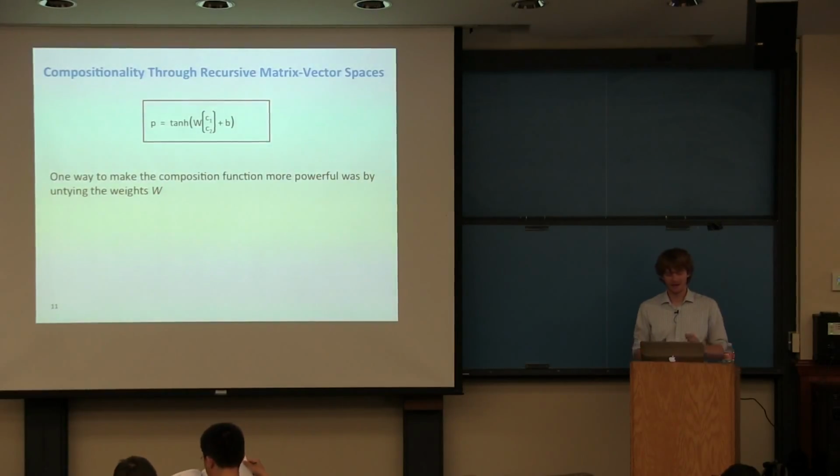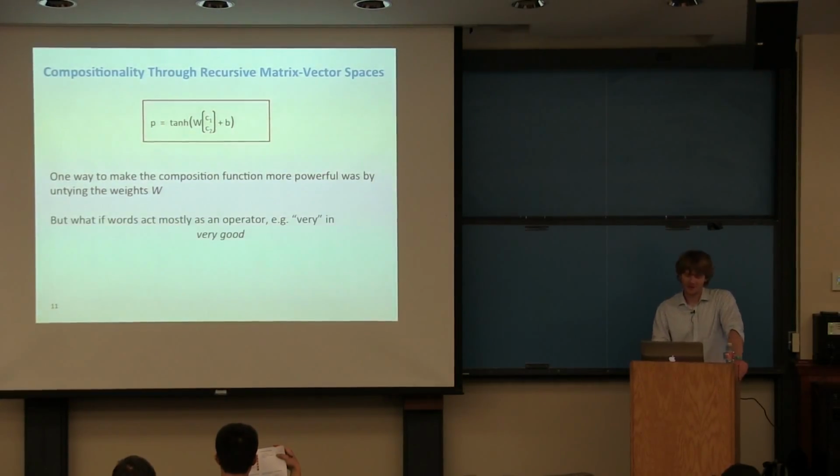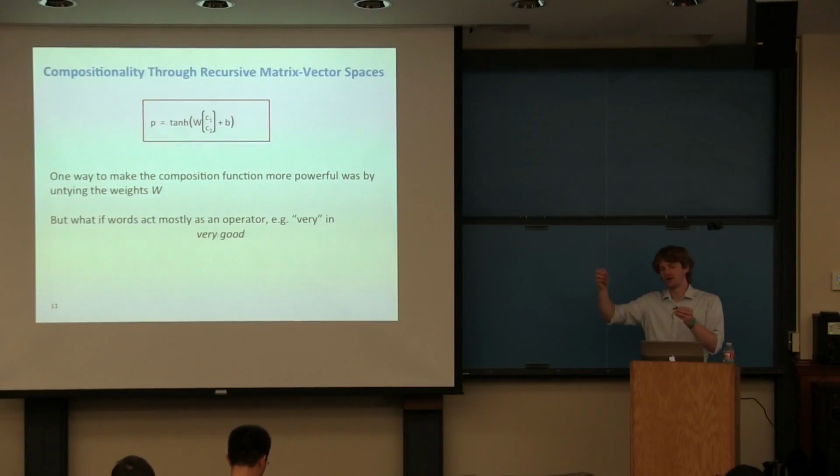And so one way to make the composition function more powerful was to untie the weights W. So we had a different W for adjective and noun compositions, and a different one for verbs and noun phrases, and so on. But what if one of the words acts mostly as an operator on the meaning of the other word? For instance, we could see "very" as an operator that amplifies whatever adjective comes afterwards. If we say "very good," we may think of "good" as a vector in a certain direction, and if you say "very good," you elongate that vector.